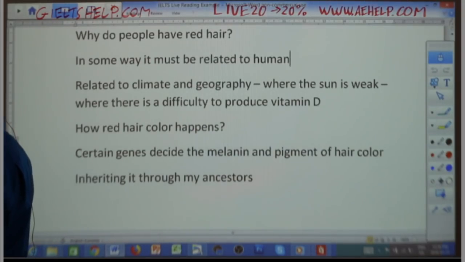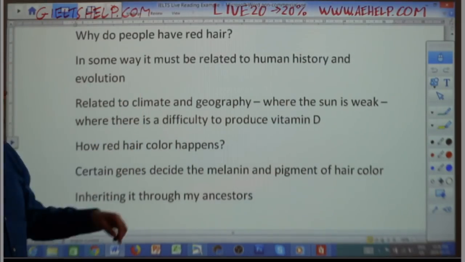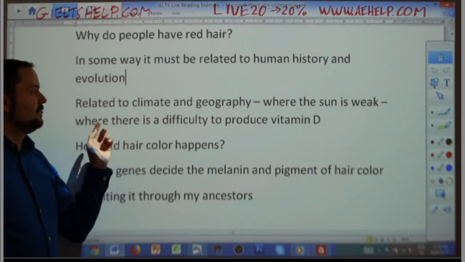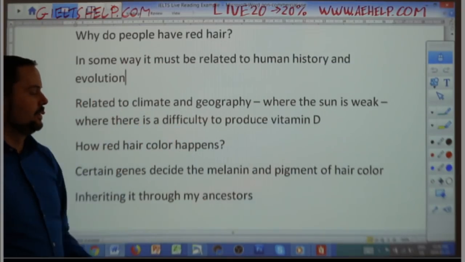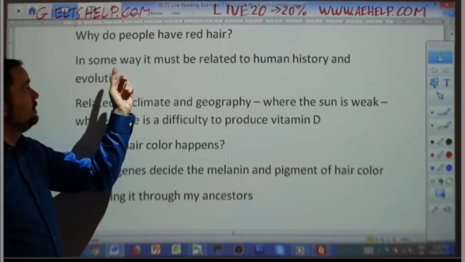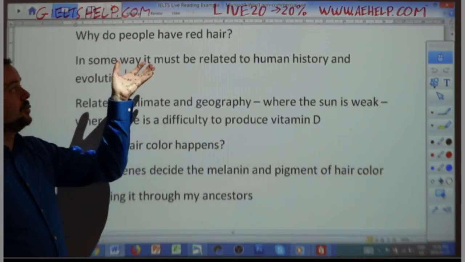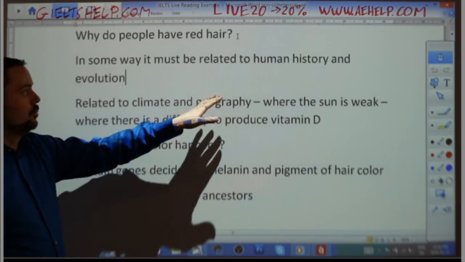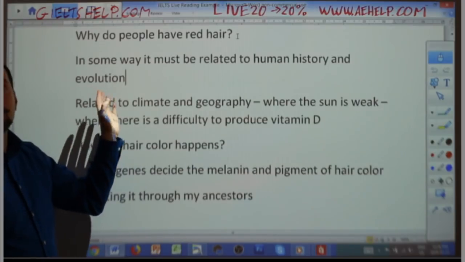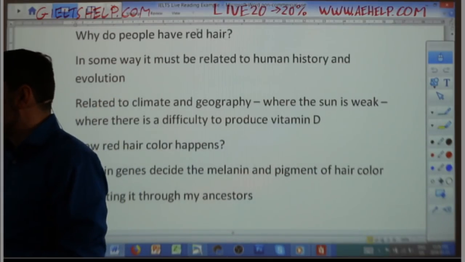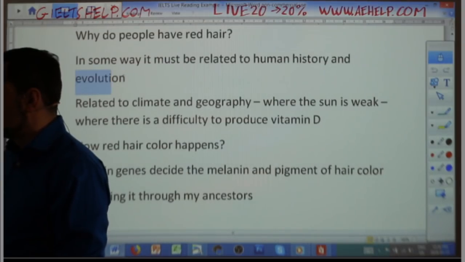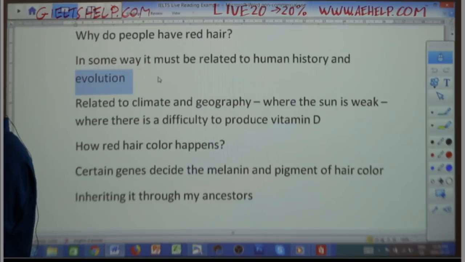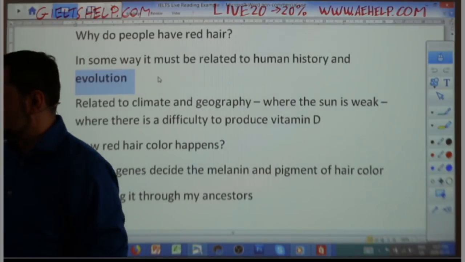To human history and evolution. That's a good enough answer, okay? So you don't need to identify that it's climate change and difficulty producing vitamin D, but you should be able to figure out that animals and humans have certain features because it's related to their history and their evolution, okay? Evolution is very important to identify. So these meta theories or meta science is very important to know for the academic IELTS, but of course also for general IELTS as well, okay?